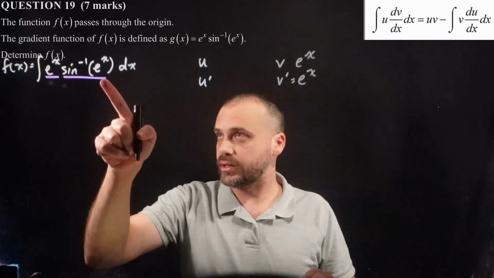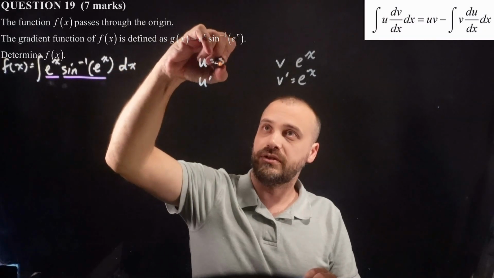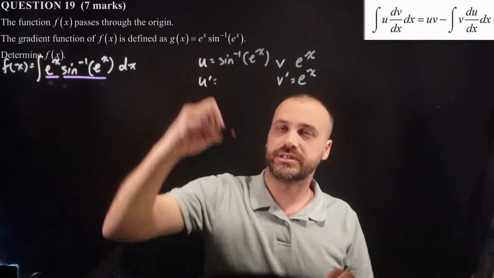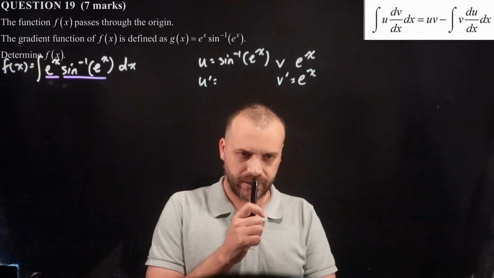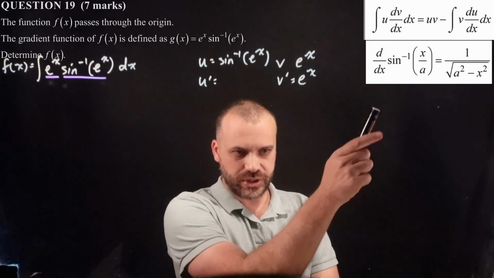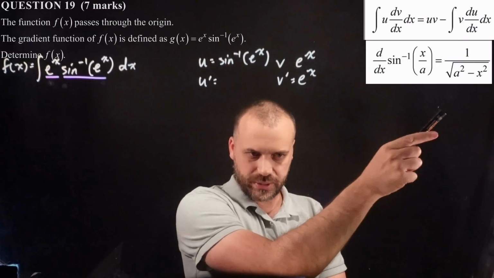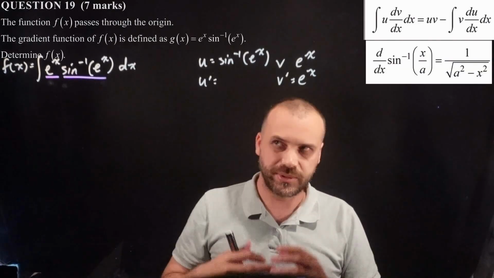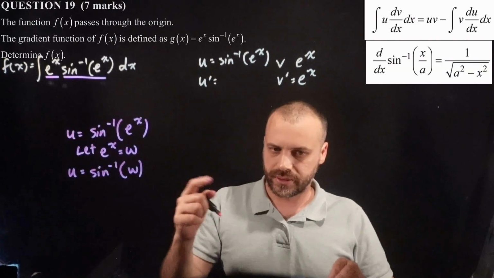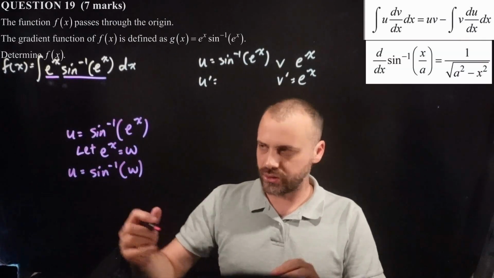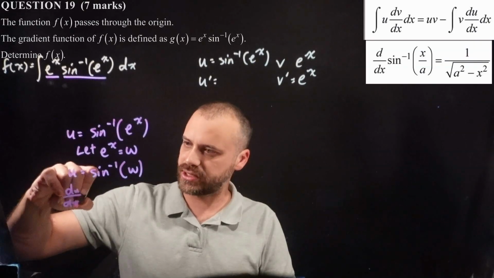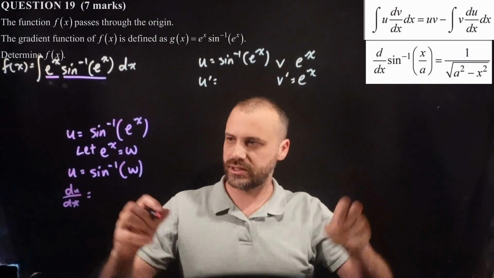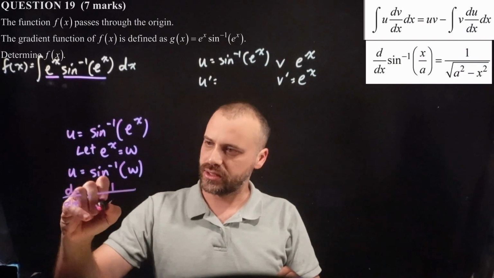Now that means that the other one is going to be my u. So inverse sine of e to the x, and I wonder what u dash is. Feels like I need to do a little bit of work for that one. Now I do have some help on my formula sheet here, because the derivative of inverse sine is equal to this thing here. Now I don't have inverse sine x, I have e to the x, so I guess I'm going to let e to the x equal w. So if I let e to the x equal w, I can find the derivative of u with respect to x by finding the derivative of this, which I can find using this formula, 1 over the square root.